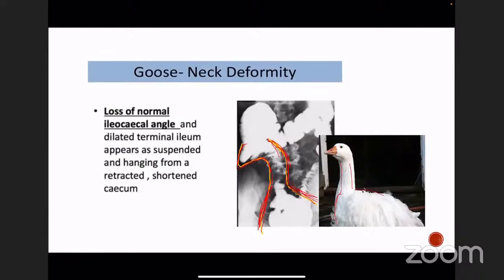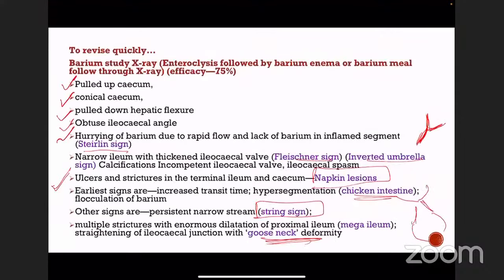So loss of the normal ileocecal angle will be there. The dilated terminal ileum appears like it is hanging from the retracted, shortened cecum. So that is a gooseneck deformity. So this was all about the barium signs of abdominal tuberculosis on the barium study, which has about 75% efficacy.